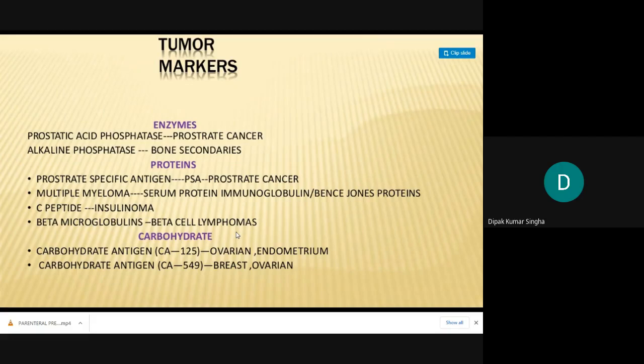For example, carbohydrate antigen CA125 is a marker for ovarian and endometrial carcinoma, and carbohydrate antigen 549 is for breast and ovarian cancer. So carbohydrates can be involved in cancer, but CA125 and CA549 are the markers for these types of cancer. You can get the diagnosis from the diagnostic laboratory, and if CA125 is raised, then there is a chance of ovarian or endometrial cancer, or breast cancer if CA549 is increased.